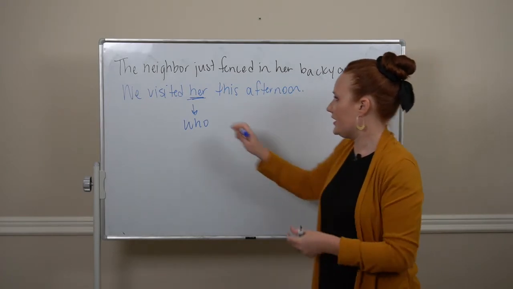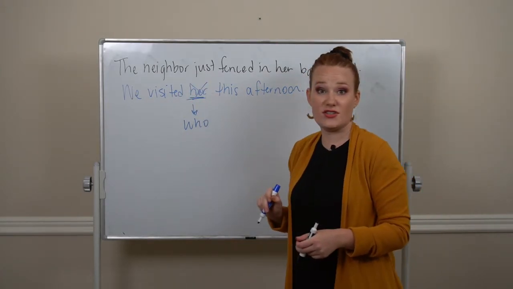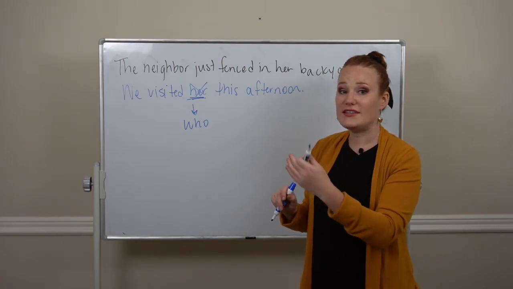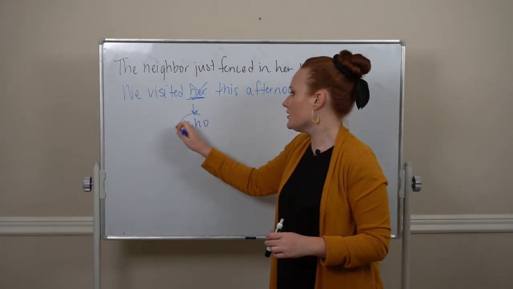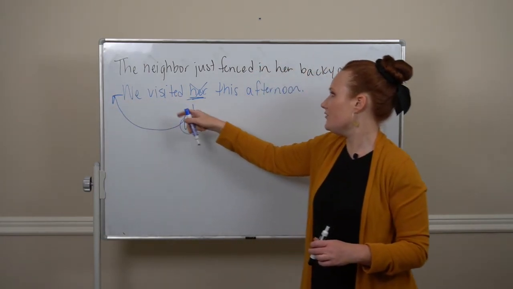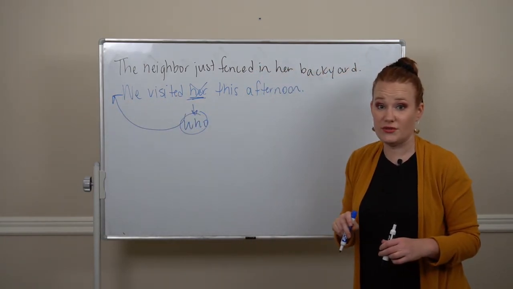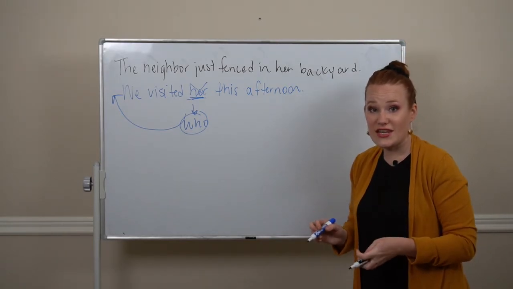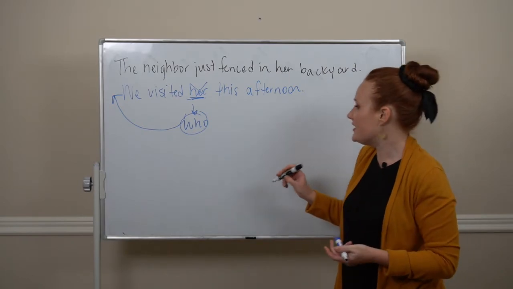So, I'm going to get rid of her. I've changed it to who. Now I move that relative pronoun to the beginning of the clause. So who moves here. Who we visited this afternoon. After that, I'm going to put it right after the noun in my original sentence.